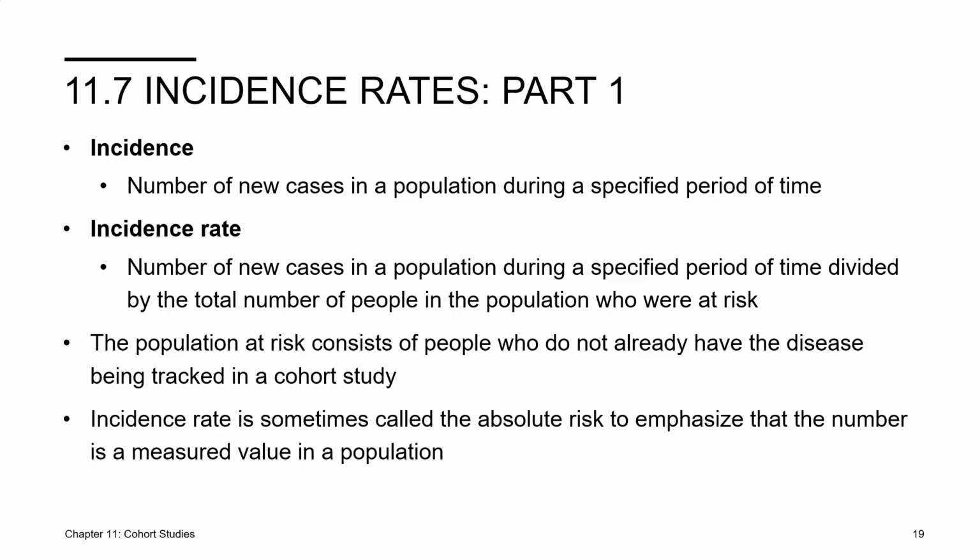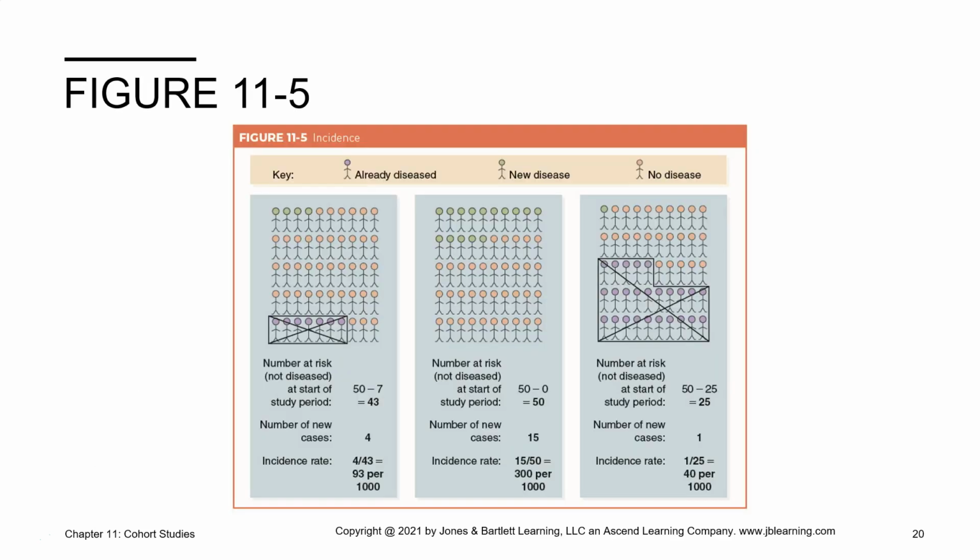However, if someone develops the disease and then you continue following them, then they may be removed from your population. Now, the incidence rate is also sometimes called the absolute risk, and it is termed this way to emphasize that the number is a measurement of the value in a population. But I would say in most of the literature, when you read, they will use it as an incident rate, or if they specify it's an absolute risk, they'll define it.